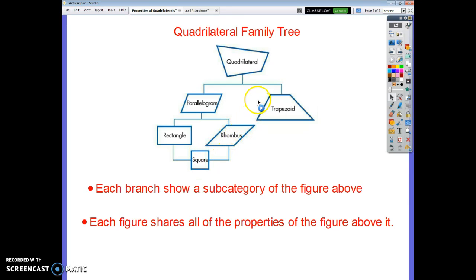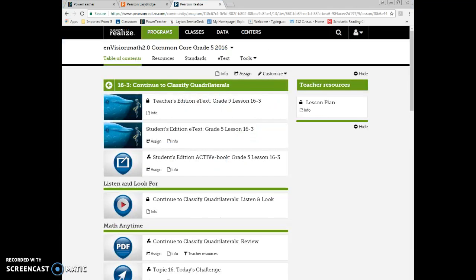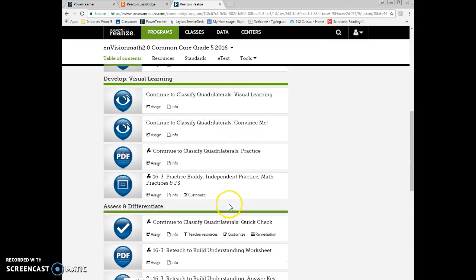We're going to go through a couple of practice lessons today to help us figure out how to classify using this quadrilateral family tree. You might want to pause the video now so that you can at least draw this tree diagram in your notebook, because you're going to refer to it frequently for today's lesson. So let's take a look at some practice problems.